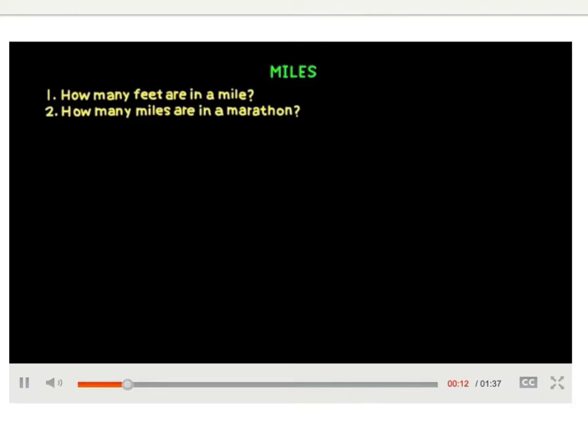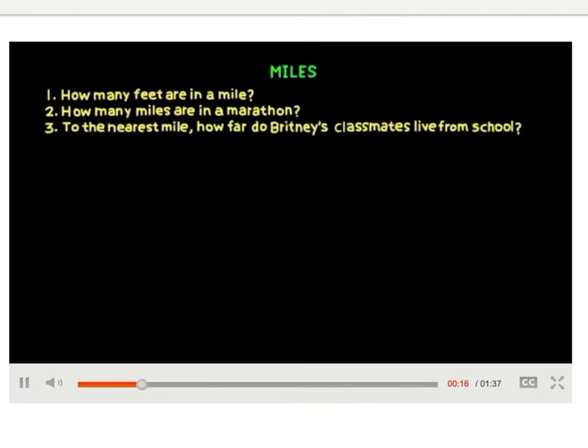Brittany is trying to write a statistical question about miles. She came up with 3 possibilities. How many feet are in a mile? How many miles are in a marathon? And to the nearest mile, how far do Brittany's classmates live from school? After reviewing her questions, Brittany realized there is only one correct answer for her first question. So her first question is not a statistical question.